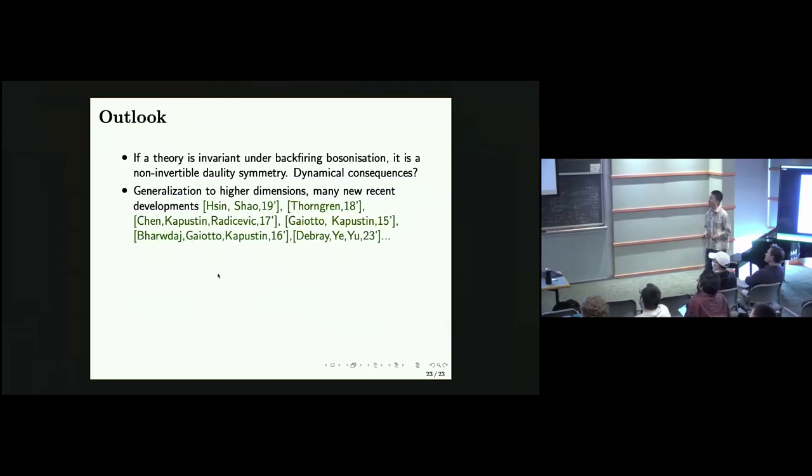The second future direction I want to discuss is the generalization to higher dimensions. If you go up in dimension by 1, then you will see that there's no backfiring bosonization problem, but there are also many other interesting things to explore. For example, in that case, there are 16 ways to do the fermion bosonization, as one of the papers by Zheng and Poshen discussed.